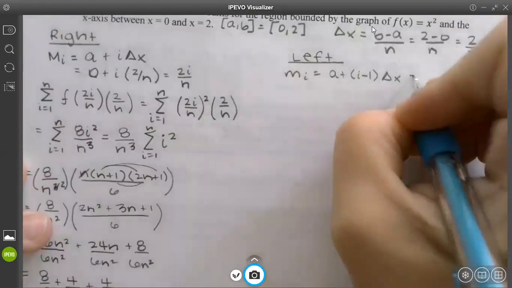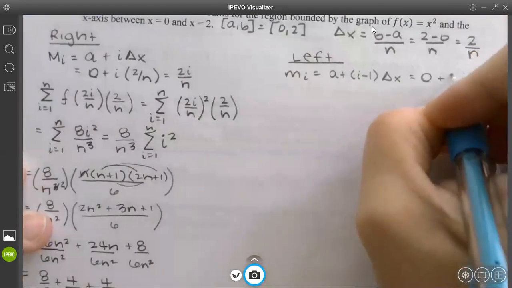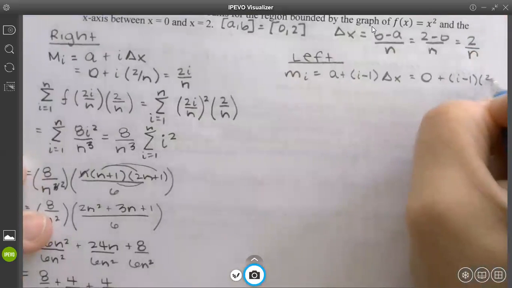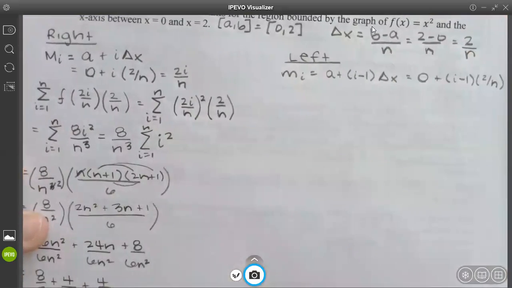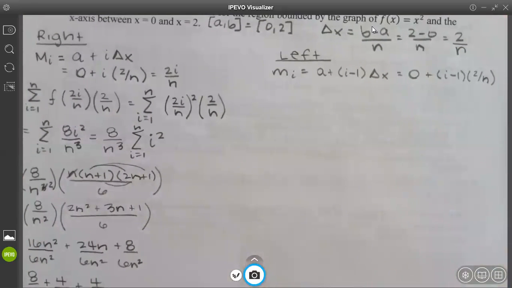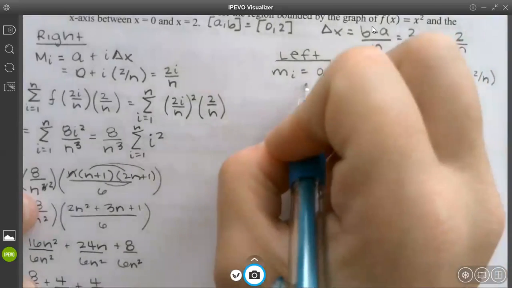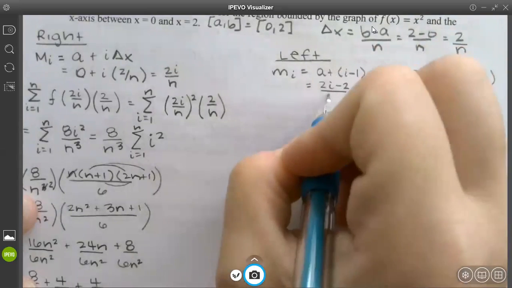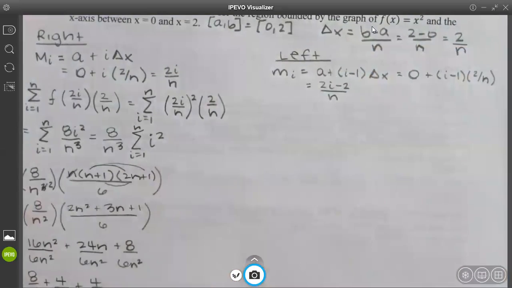Our a was 0. i minus 1. Our delta x was 2 over n. I'm going to clean that up to be 2i minus 2 over n.